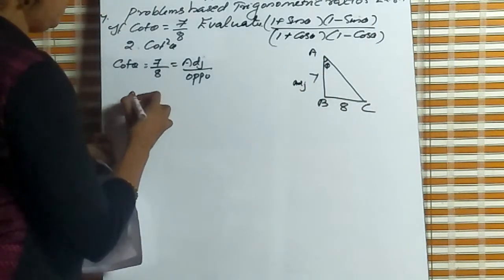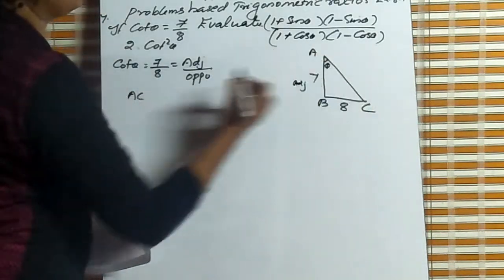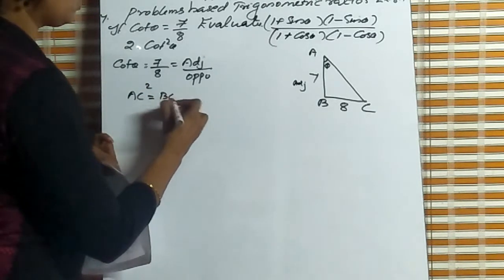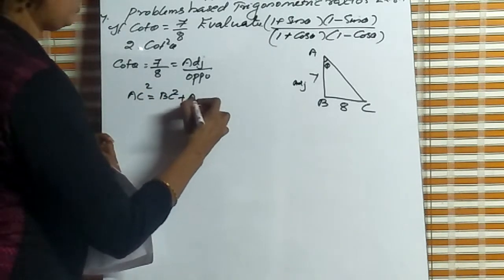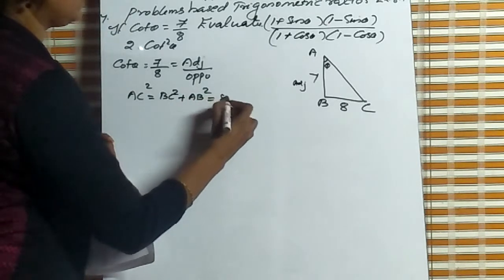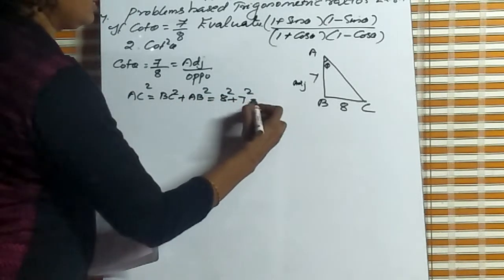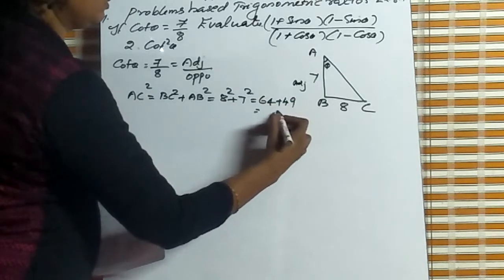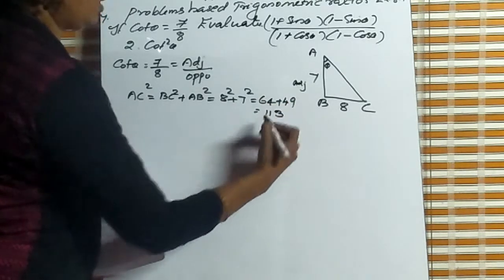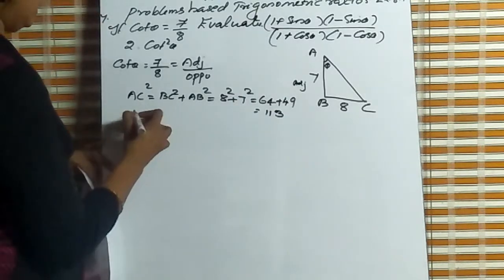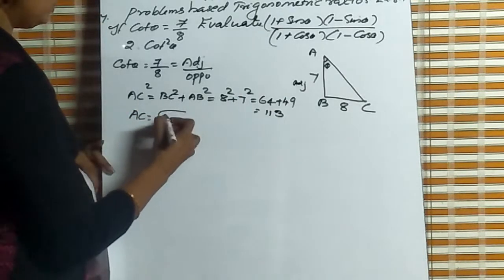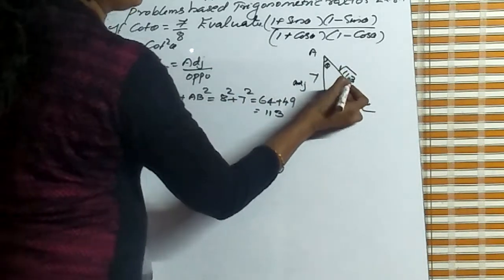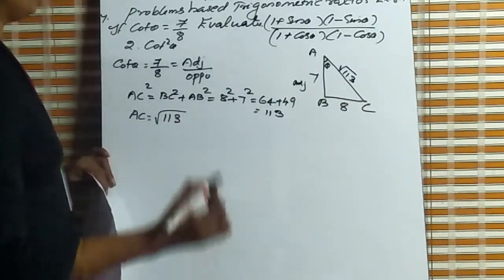We have to find AC, the hypotenuse of the triangle. AC square is equal to BC square plus AB square, which is 8 square plus 7 square, equals 64 plus 49 equals 113. So AC is equal to square root of 113. So the hypotenuse is square root of 113.